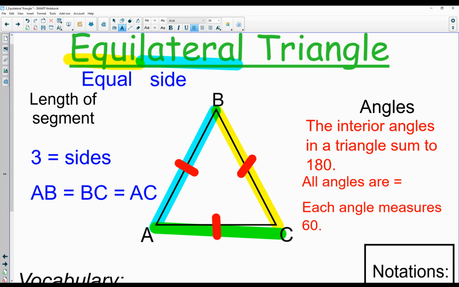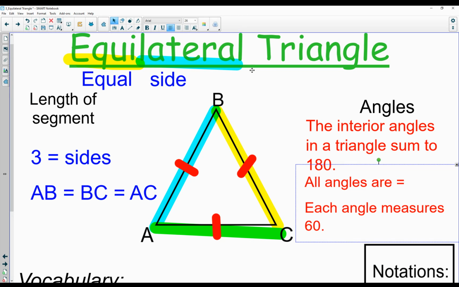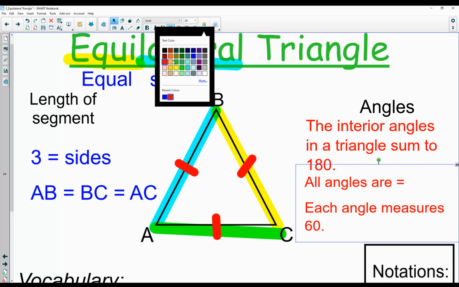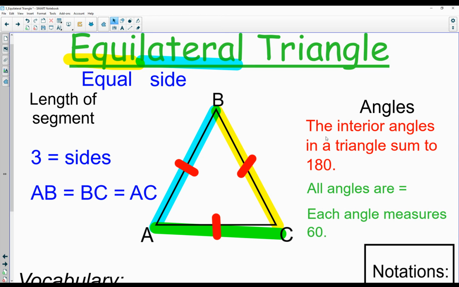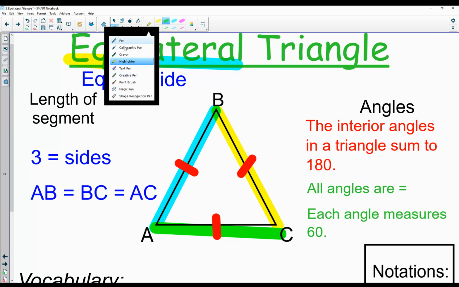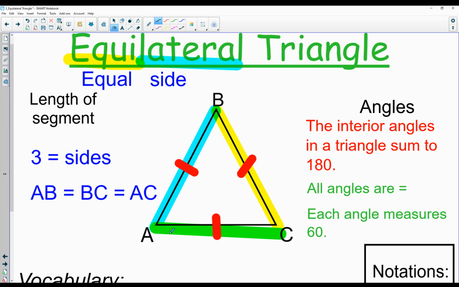Okay, I'm actually going to change the color because this little box here is specific to only an equilateral triangle. All triangles have interior angles that sum to 180, but only in equilateral triangles are the angles equal, and each angle measures 60 degrees. You can show that angles are equal, just like you could show that sides are equal.